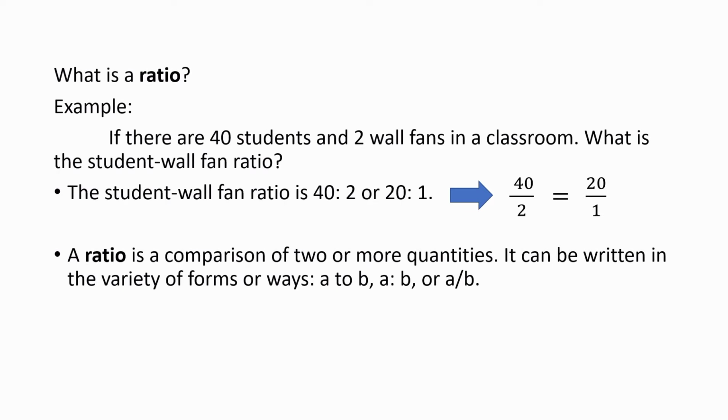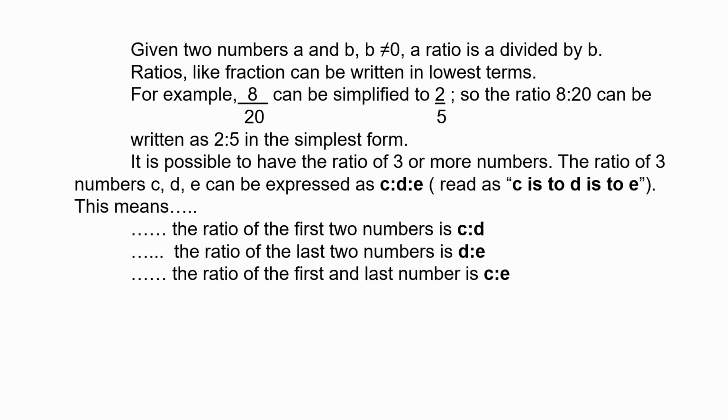So to recall, a ratio is a comparison of two or more quantities. It can be written in a variety of forms or ways. It could be A to B, or A is to B using the colon, or A over B using the fractional bar. Given two numbers A and B, where B should not be equal to 0, a ratio is A divided by B. Ratios are like fractions. It can be written also in its lowest terms.